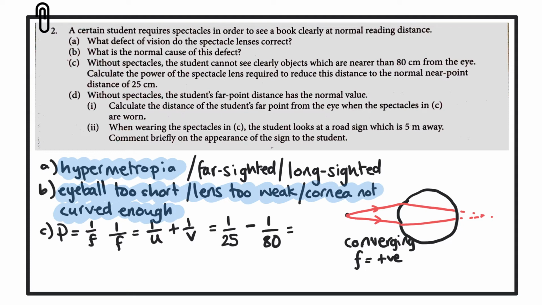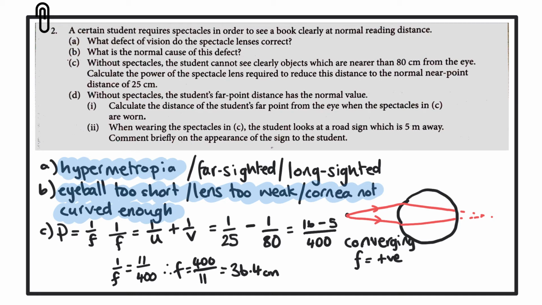So next we'll take a common denominator, which in this case would be 400. And we have 1 over 25, which would be the same as 16 over 400, minus 1 over 80, which would be the same as 5 over 400. So we're saying here that 1 over f is equal to 11 over 400. And therefore f is equal to 400 over 11, which gives us an answer of 36.36. So we'll round that to 36.4 centimetres.